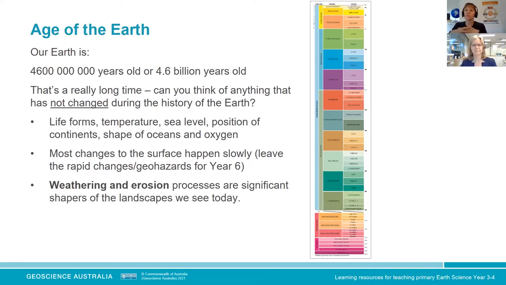And we often do this using flip cards rather than just saying to students, think of some things that have changed. Because this is such a big concept, they're often really constricted to people and animals, but we want them to think over that 4.6 billion years, what might have changed. So things like life forms, definitely, things like dinosaurs back 65 million years ago, but also the temperature of the Earth, the sea level, position of the continents, and in relation to that, the shape of the oceans, and oxygen concentration. And all of these things are very slow changes to the surface of the Earth. And weathering and erosion, these are terms that are going to come up again and again, are the processes that are significant shapers of the landscapes we see today.